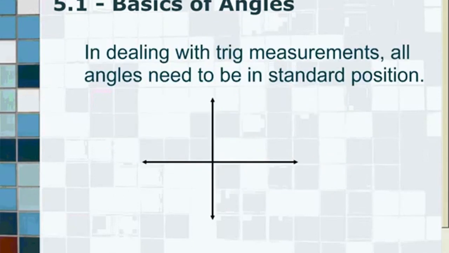When we start doing trig measures, chapter 5 is going to be basically right triangle trig. Chapter 6 is going to be dealing with circles and standard positions, and then angles, and chapter 7 will be proofs.